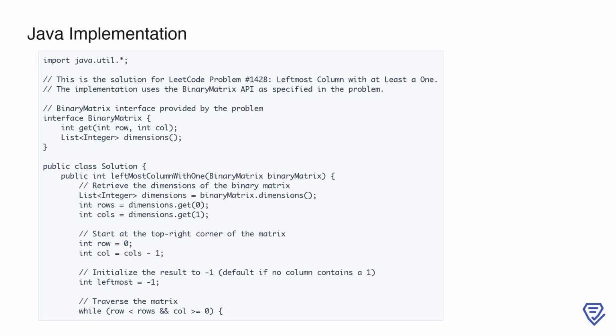Next, we initialize our starting position at the top right corner of the matrix, setting row to 0 and col to cols minus 1. Additionally, we declare a variable leftmost and initialize it to -1, which will serve as our default return value if no column contains a 1. Finally, we begin traversing the matrix with a while loop that continues as long as our position is within the matrix bounds, specifically while the row index is less than the total number of rows and the column index is greater than or equal to 0.